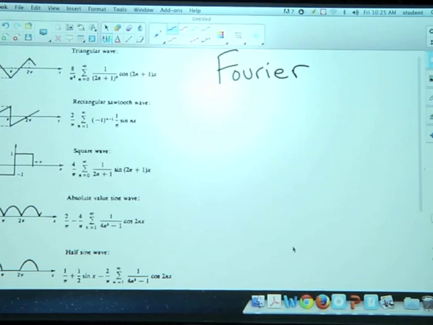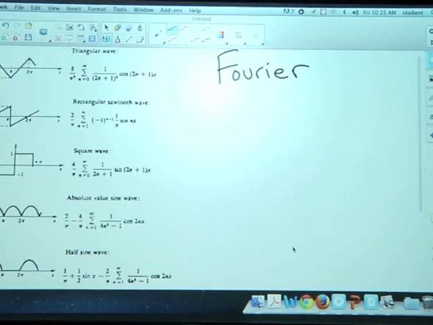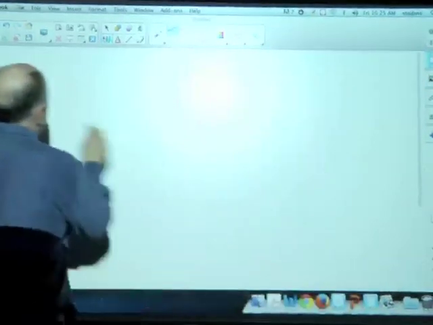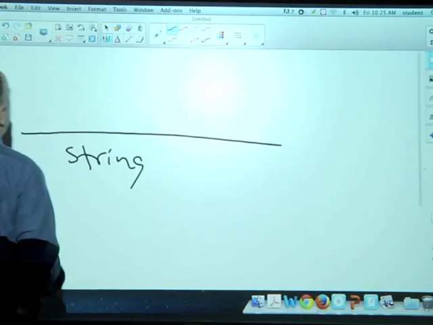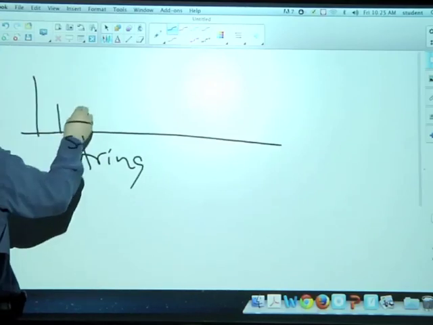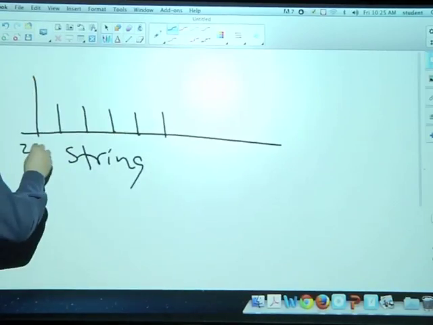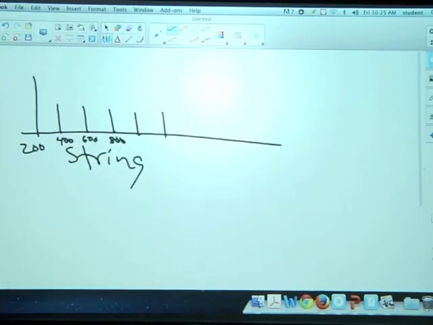So all the spectrum analyzers that we have on our programs are basically Fourier analyzers? Probably, yeah. You can look at the signal to see what harmonics are there. Okay. So if you look in terms of a string and you were to analyze it, you get something like this, depending on what it is. So if this was 200, you have 400, 600, 800, and so on, right?